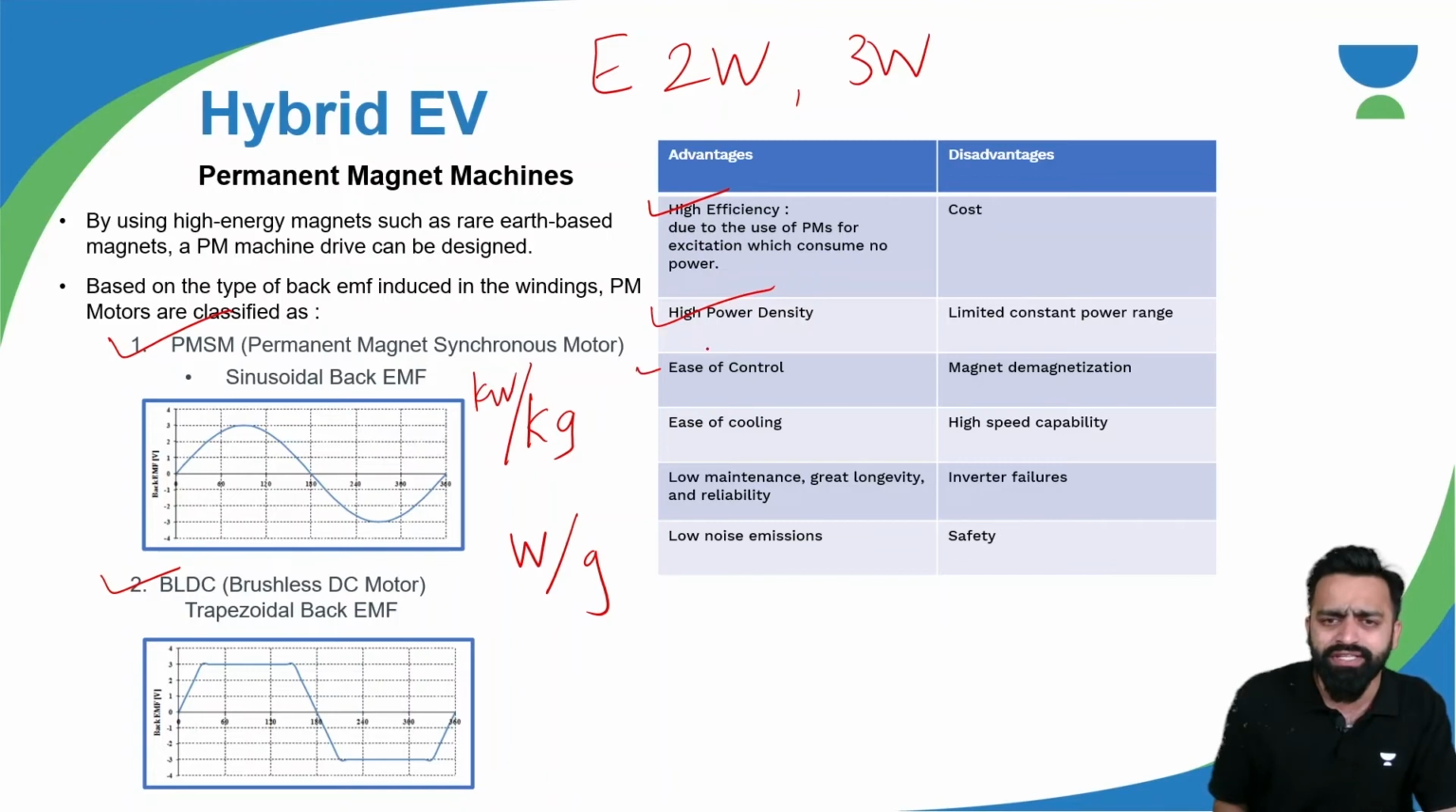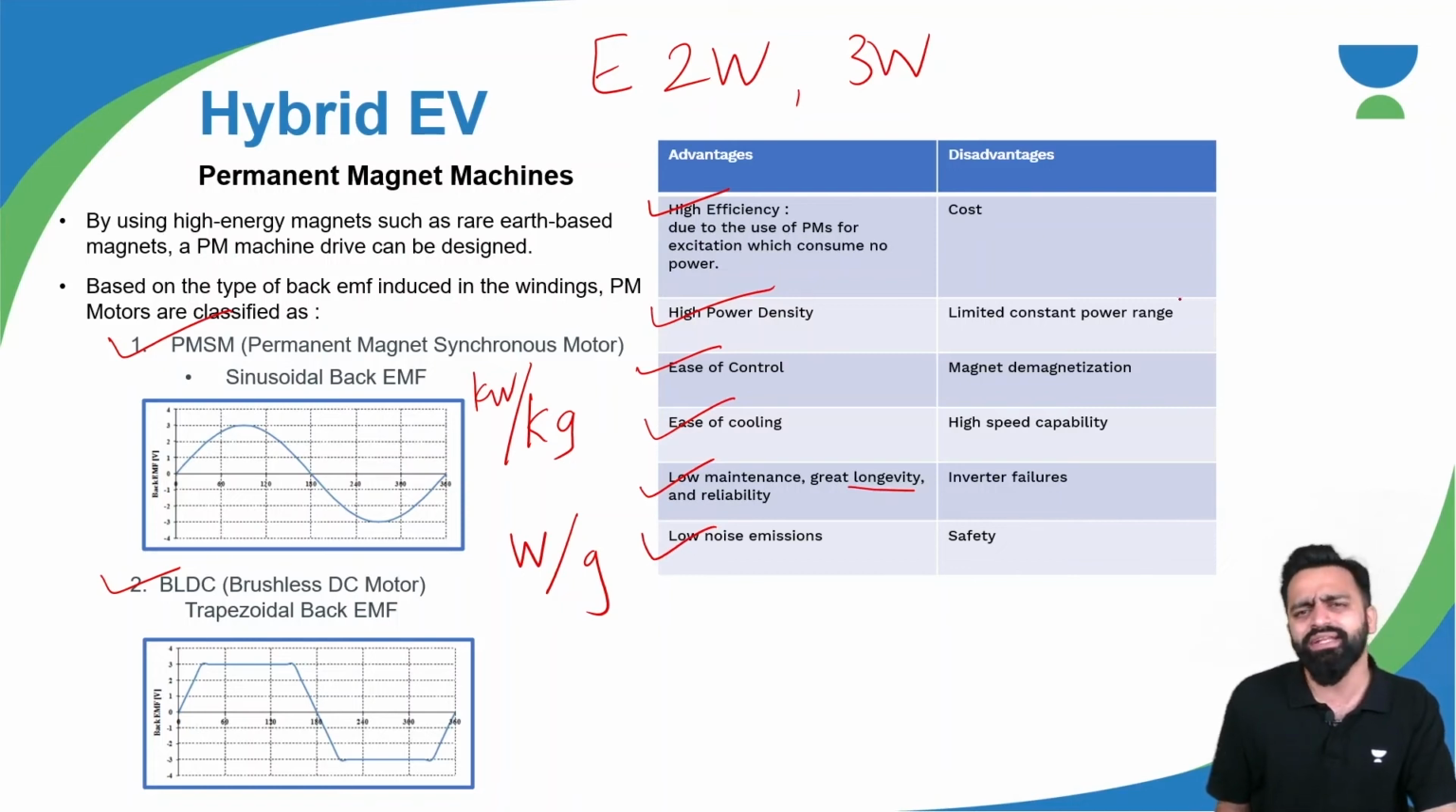Then control is easy, cooling is easy, and maintenance is less because there are no brushes, no commutator, no friction and no sparking. Maintenance is easy, longevity is good, reliability is also higher compared to conventional AC and DC motors, and noise is also less.